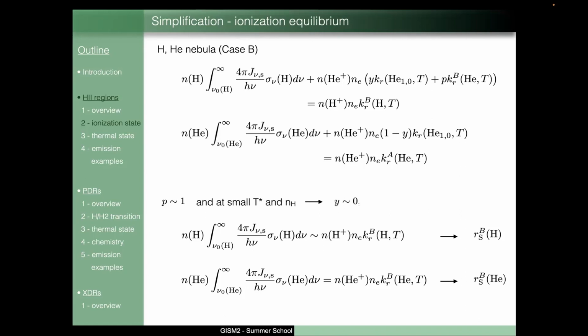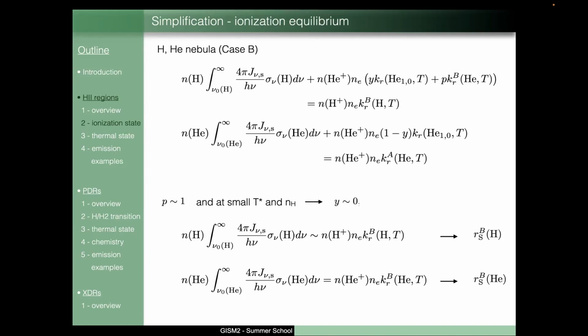Well, the point is that in a typical case of an H II region, you can show that in fact P is equal to 1 in this equation, meaning that every time you have a recombination of helium in any level but the ground state, it will lead to one ionization of hydrogen. And if the blackbody temperature is small, then you can show very easily, in fact, that Y is equal to 0, meaning that every time you have a recombination of helium plus in the ground state, it will ionize helium and not hydrogen.